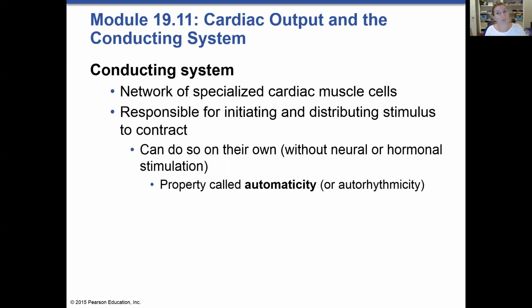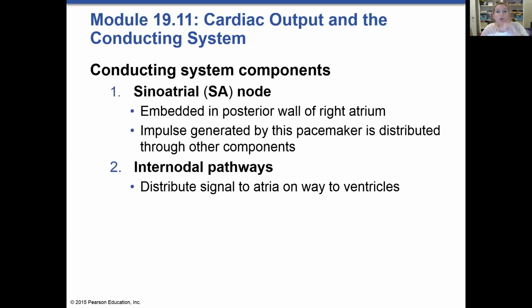Same thing with hormones. Hormones can increase or decrease your heart rate depending on what's going on in the body. It's this whole control mechanism thing. But for the most part, your heart is just that rocking chair. Just keeps rocking. Automaticity. So this conducting system starts with the SA node, or the sinoatrial node. It's in the back wall of the right atrium, kind of at the top, and it's also known as our pacemaker.